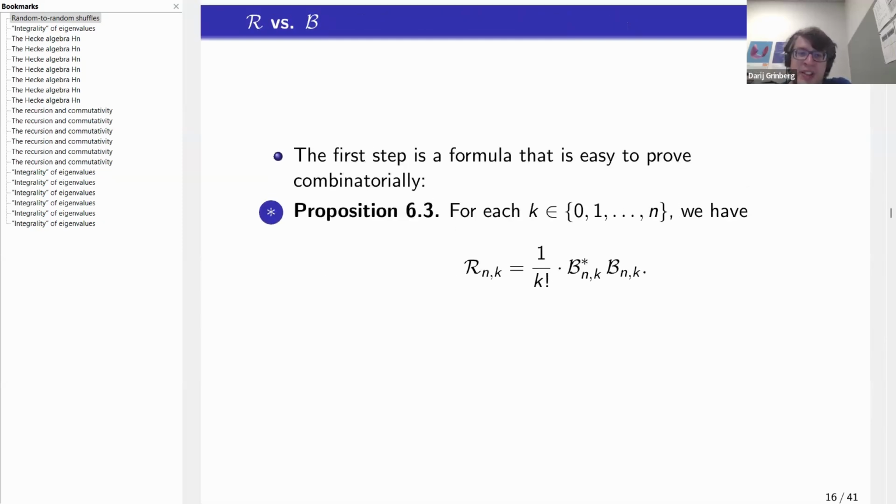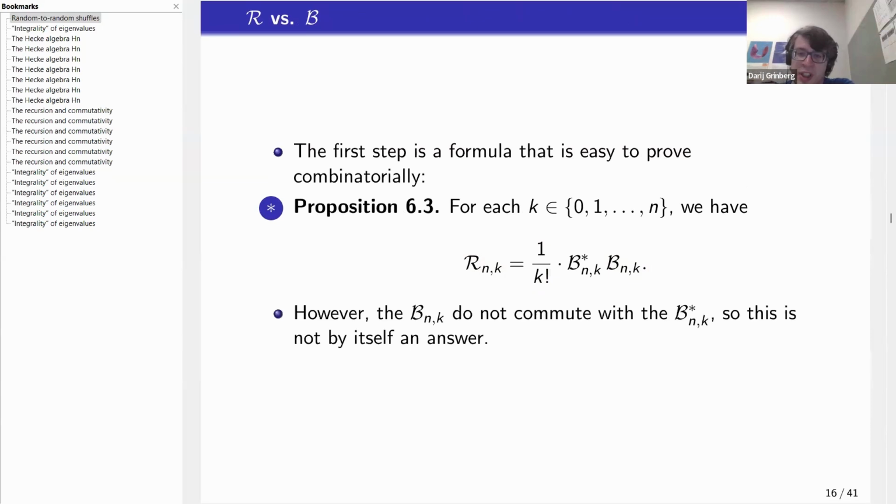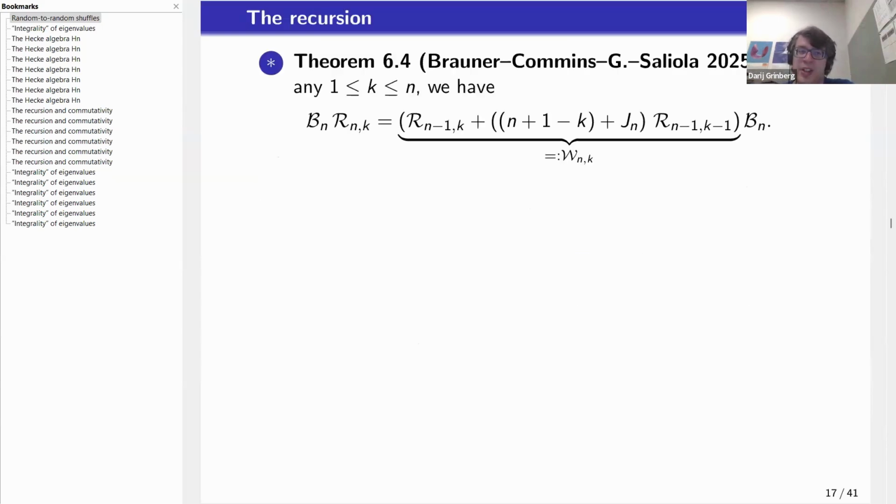The first step, and this is known long ago, is you recognize that R_{n,k} is actually B_{n,k} times its antipode divided by k factorial. And probabilistically, this is obvious. If you want to pick k random elements and move them to k random positions, you can first move them to the k bottom positions and then move them back to random positions. However, this does not give you commutativity because those do not commute with those.